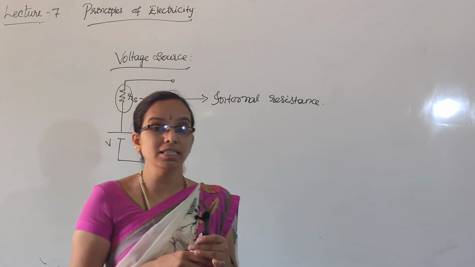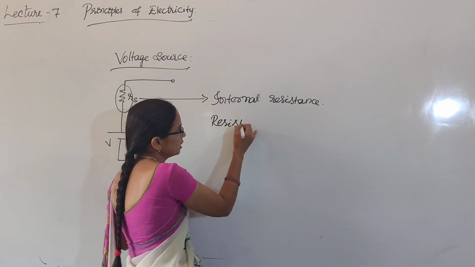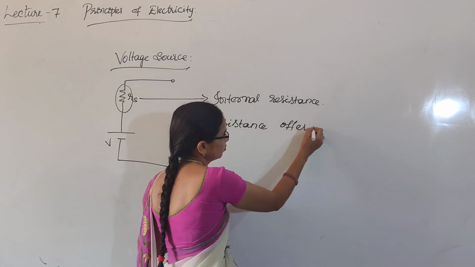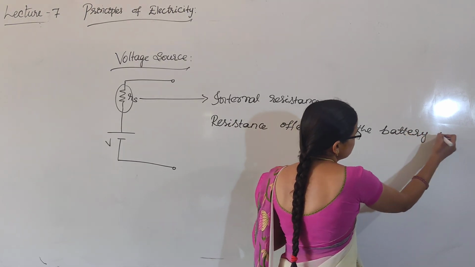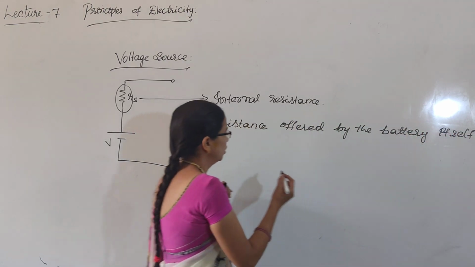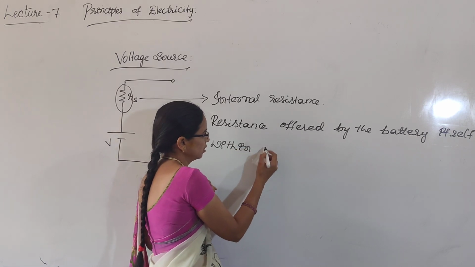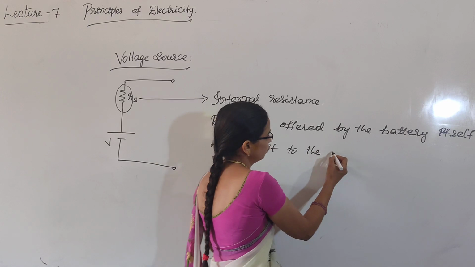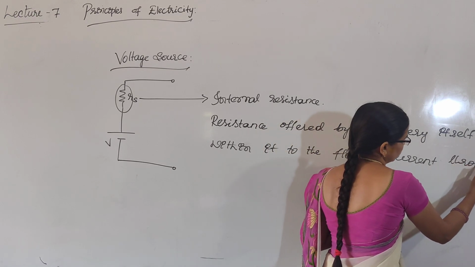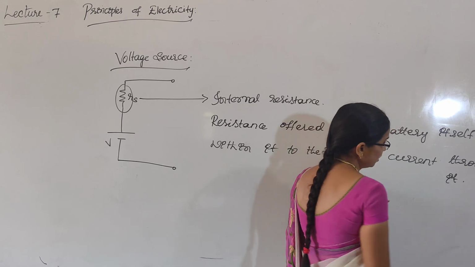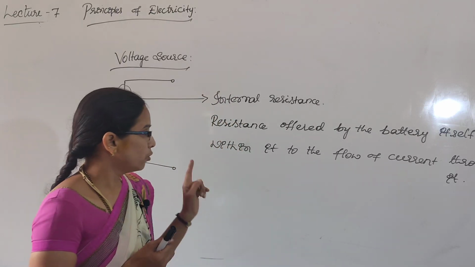Internal resistance is defined as the resistance offered by the battery itself, within it, to the flow of current through it.